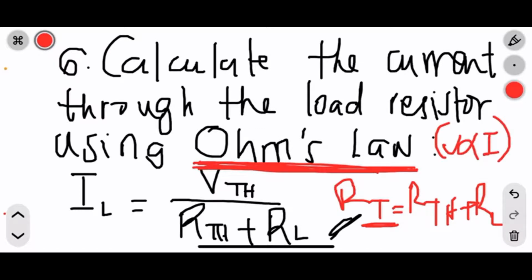So you take the loop, you see in the end the circuit will just be consisting of VTH, RTH, and RL. So you find your total resistance, which is RTH plus RL, and your current will be your VTH divided by your RT, or VTH over RTH plus RL. You get me? So those are the six major steps you have to go through.